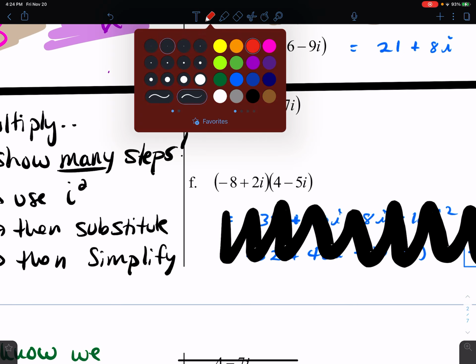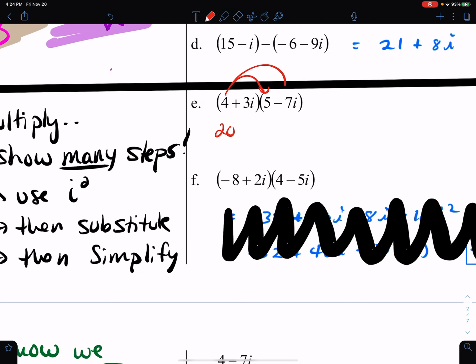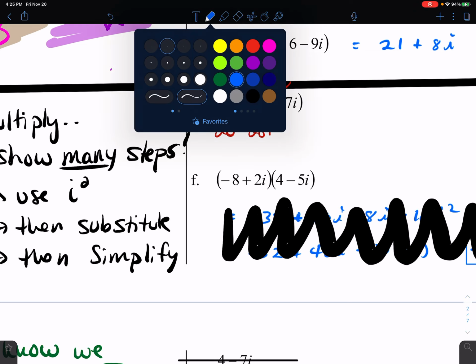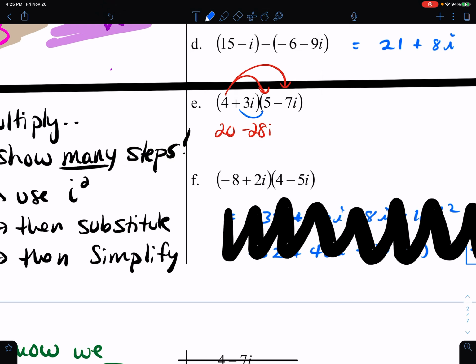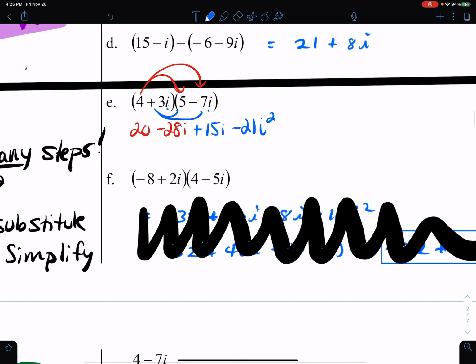So we're going to use our distributive property. So 4 times 5 is 20. And then 4 times negative 7i would be negative 28i. We'll distribute the next term. 3i times 5. 3 times 5 is 15, and then there's an i there. Now at the end, we're going to multiply the numbers. So 3 and negative 7 is negative 21, and then i times i would be i squared. So that's what I mean, in your first step you should use i squared. Then what I recommend is substituting. What I mean by that is i squared, so I'm just rewriting the problem.